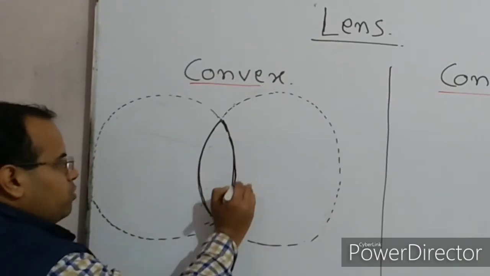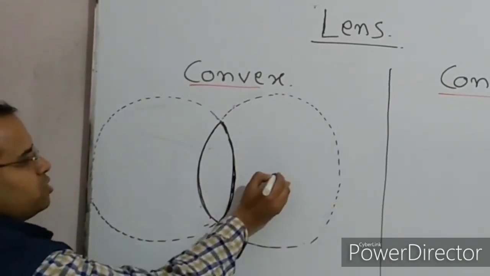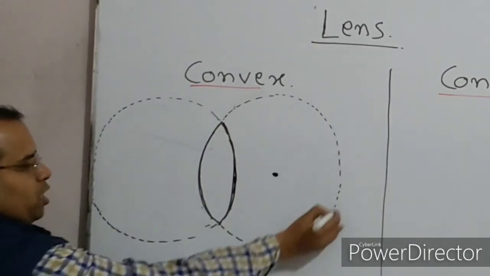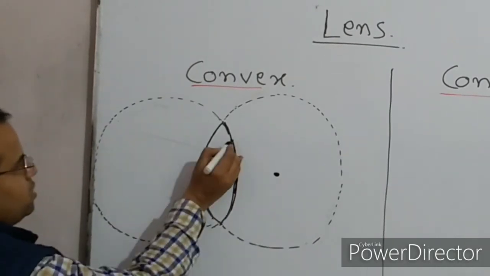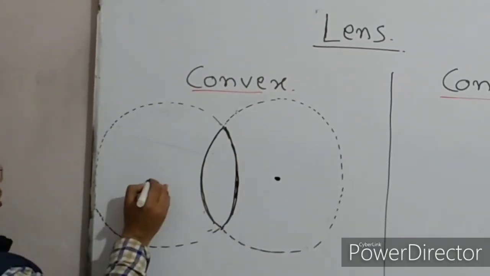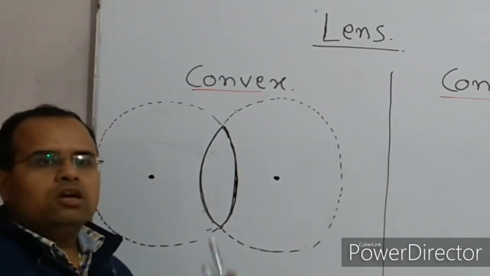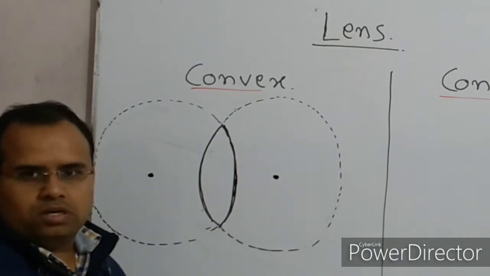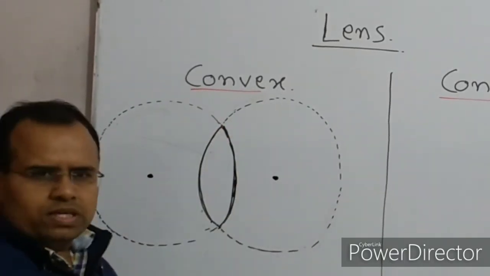When you think about the first surface, you can see that it is actually part of a bigger sphere. So this first surface is part of this bigger sphere, and this second surface can be considered as part of another sphere. These two points are the centers of curvature of the two spheres of this lens. This type of lens is the convex lens.